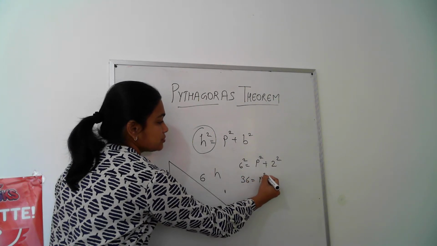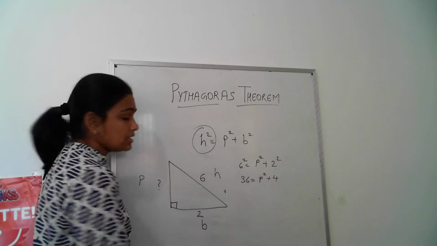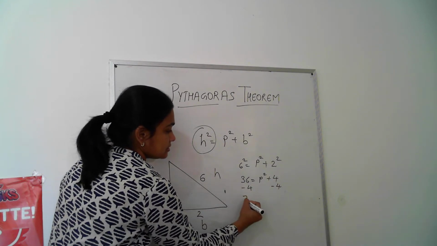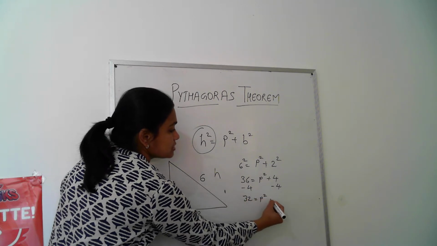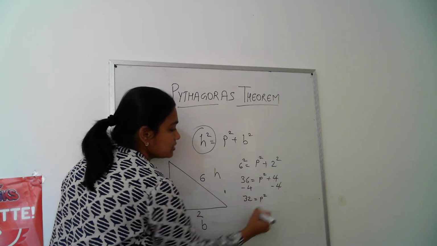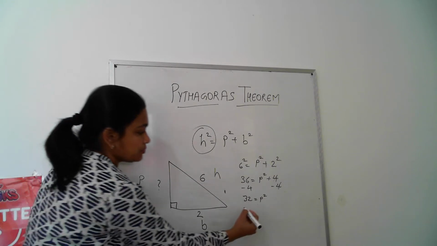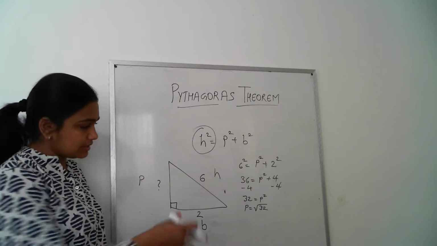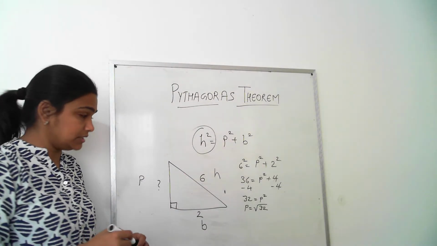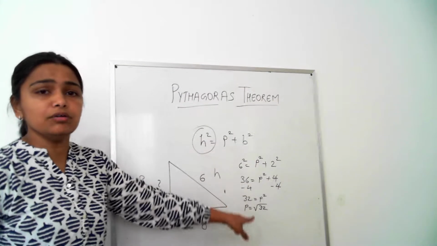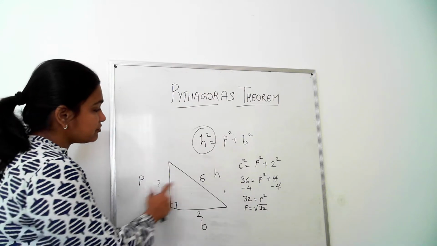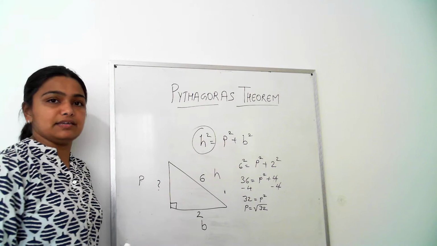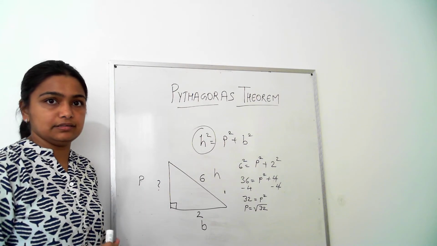36 equals p square plus 4. Now we subtract 4 from both sides. 32 equals p square, as plus 4 minus 4 cancel. So p equals the square root of 32. You can use your calculator to find the square root of 32. So this is how you find the missing side if the hypotenuse is given and either the perpendicular or base is given, and you need to find the other one. Okay?